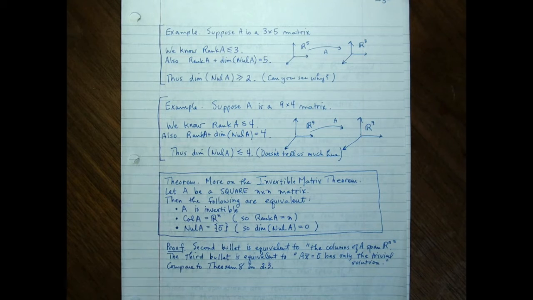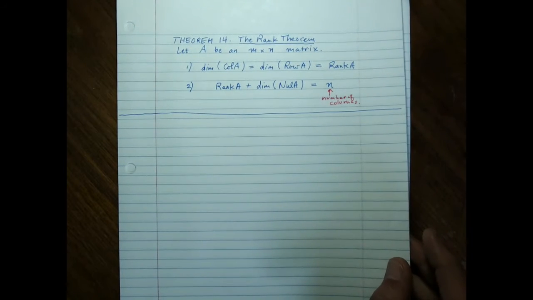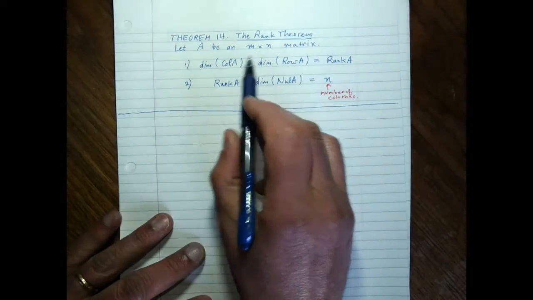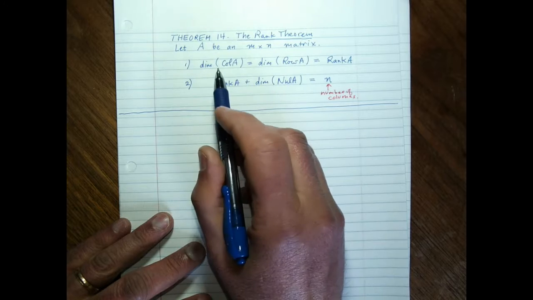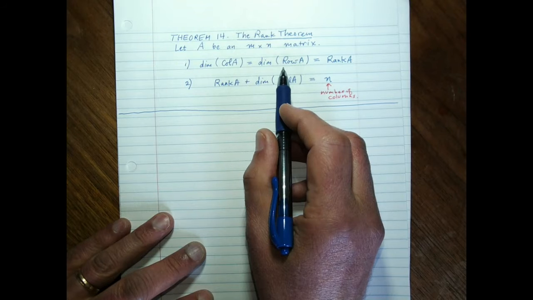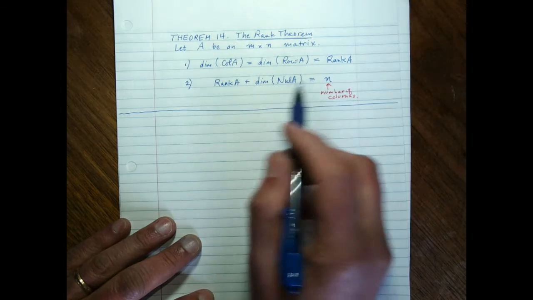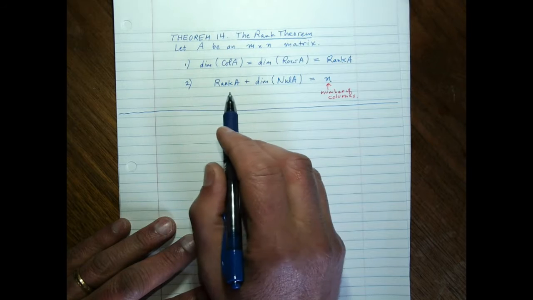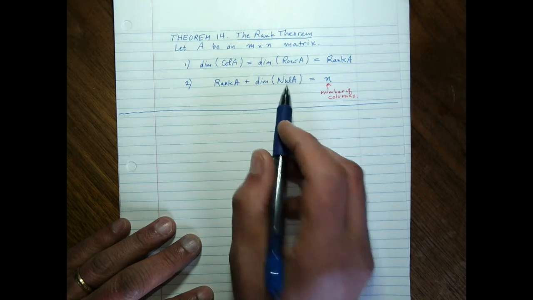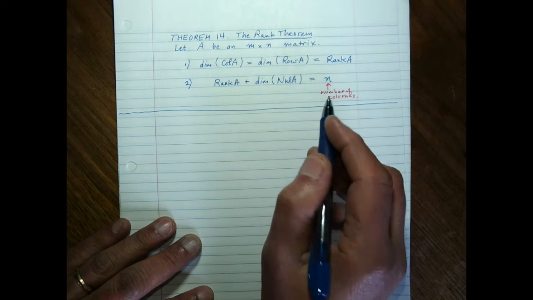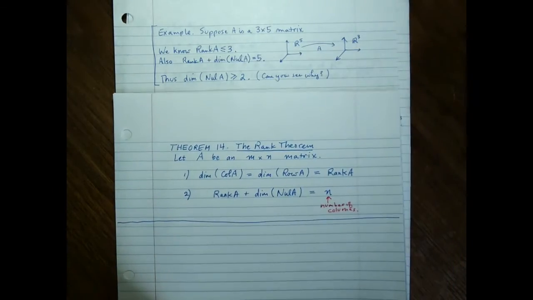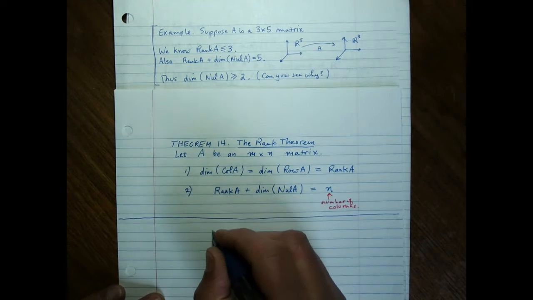Before we go back to page 5 of the handout, let's summarize the rank theorem again. If A is any m by n matrix, the dimension of the column space and the dimension of the row space are always equal, and we call that the rank of the matrix. The second part of the theorem says the rank of the matrix plus the dimension of the null space is always going to equal n, where n is the number of columns. We were just starting to look at a couple of examples of that.